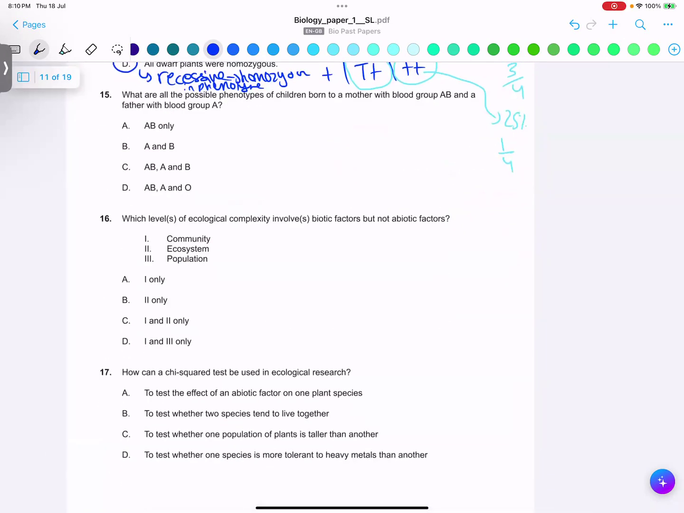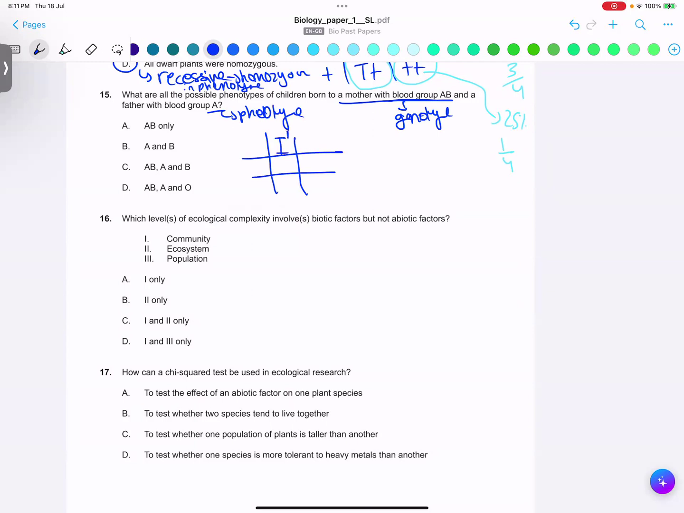So what are the possible phenotypes of children born to a mother with blood group AB? So we know her genotype now. And a father with blood group A. So we know only his phenotype. Right, so now we're going to do our Punnett square, and keep in mind, this is how we do it.